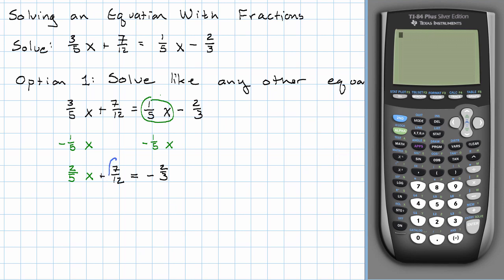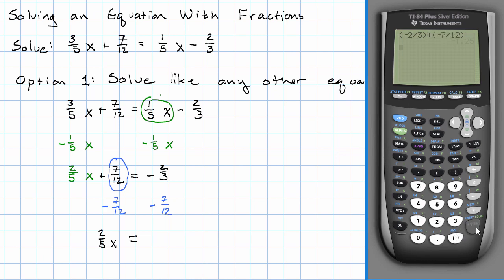Next, I want to eliminate this 7/12 term. I want to do that by adding negative 7/12 on both sides. On the left, that gives me 2/5 x plus 0, but I don't need to write that. On the right, I have negative 2/3 plus negative 7/12. I can leave that as a decimal, but I think I want it as a fraction. Negative 5/4.